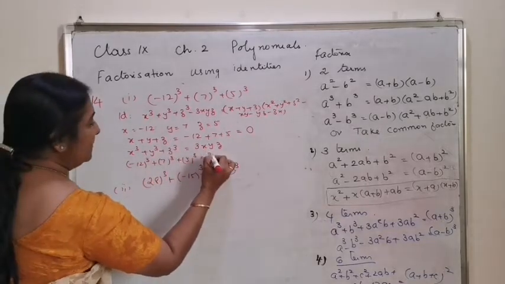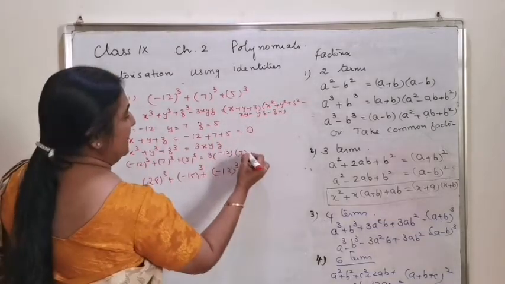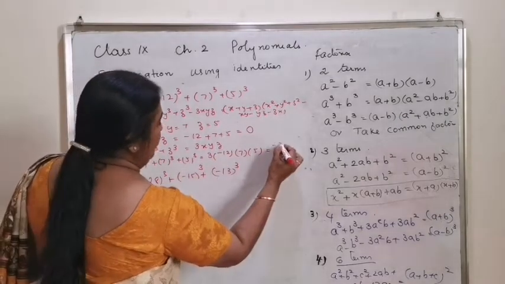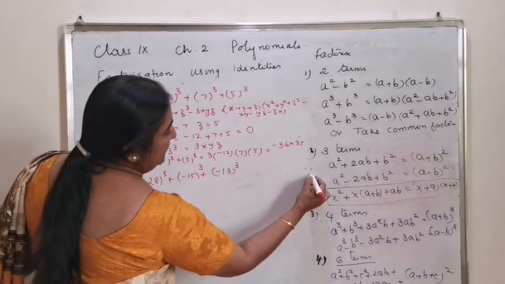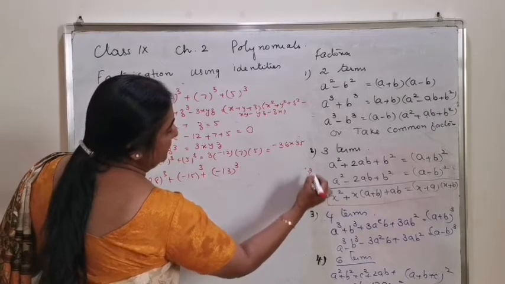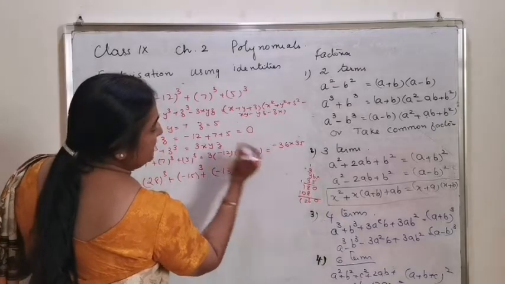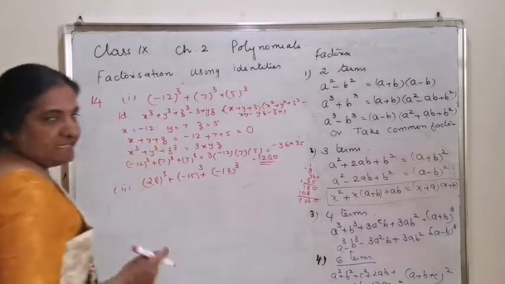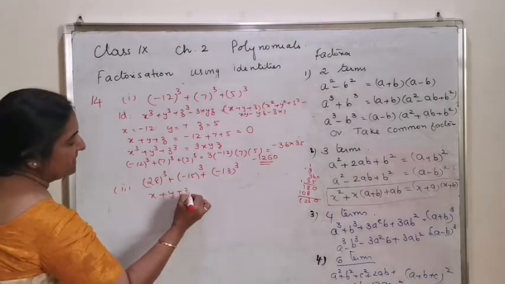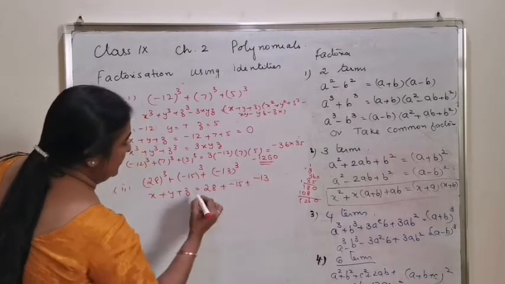The answer will be 3 into x value is minus 12, y value is 7 and z value is 5, which is equal to 3 into minus 12, minus 36 into 35. 36 into 35, 6 5s are 30. So the final answer is negative 1260.